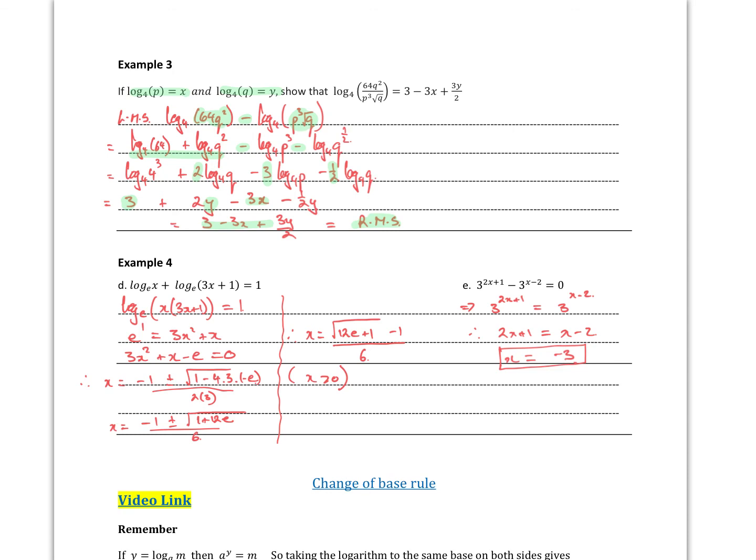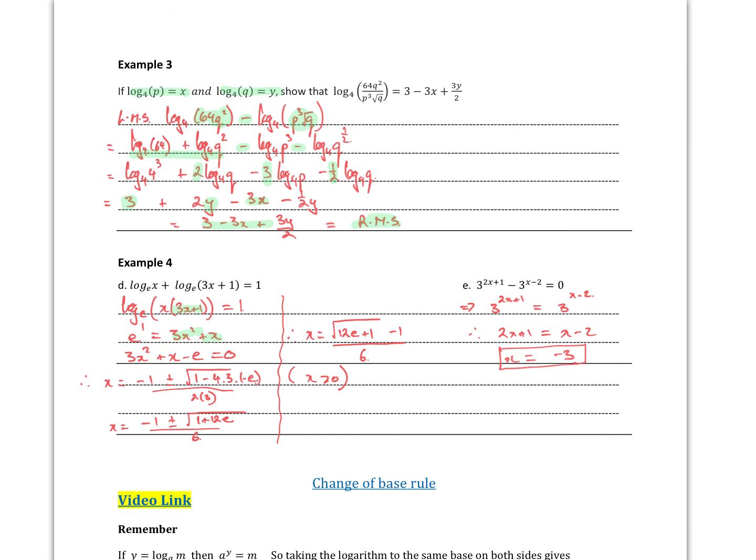Last couple of solving for x's. Again, we have log base e, so that's an addition, so it becomes a product. So x times 3x plus 1. If we use our base transformation, e to the power of 1 is equal to x times 3x plus 1, which, if we expand, is 3x squared plus x. Group the terms, I get 3x squared plus x minus e is equal to 0, so it's a quadratic.